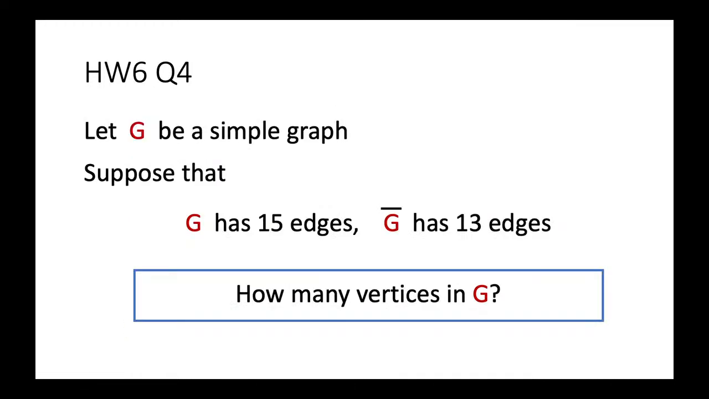Question 4 tells us that suppose that G is a simple graph, and it is known that G has 15 edges, and the complement has 13 edges. We want to find out how many vertices there are in G.